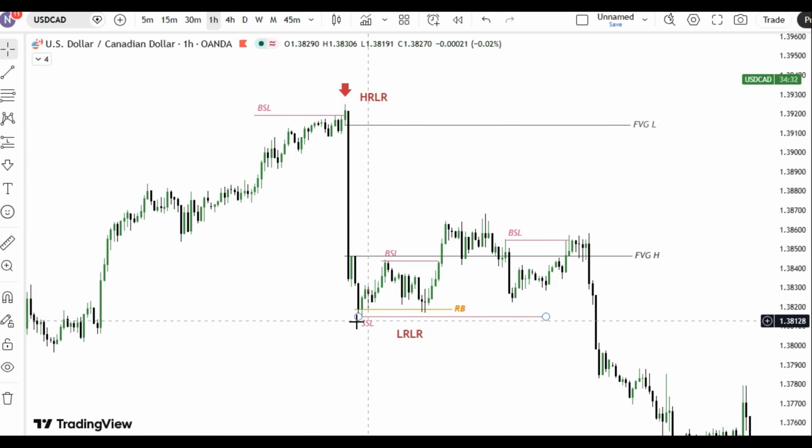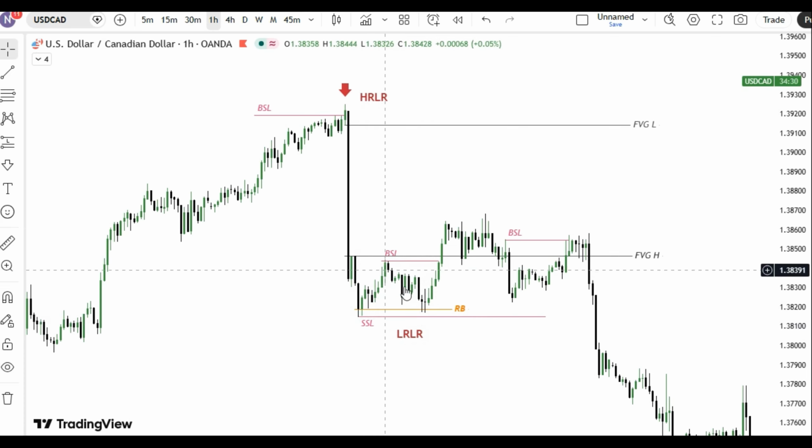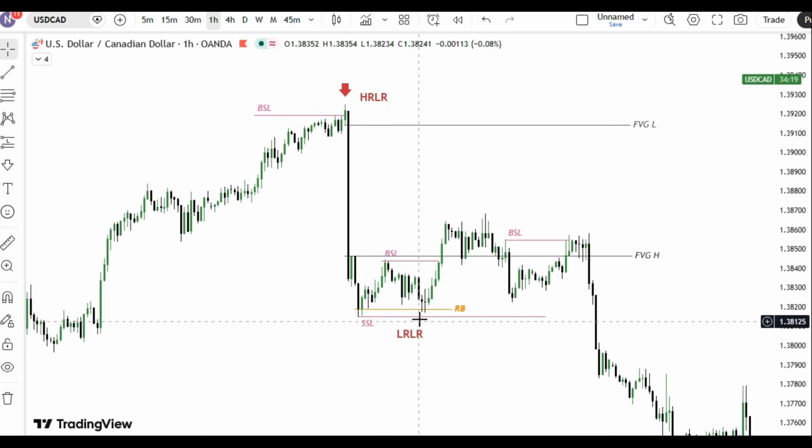But what exactly does low resistance mean? It means because the price formed a failure swing instead of sweeping the previous liquidity, that liquidity is still sitting right there, completely untouched. On top of that, even more liquidity has built up around it.